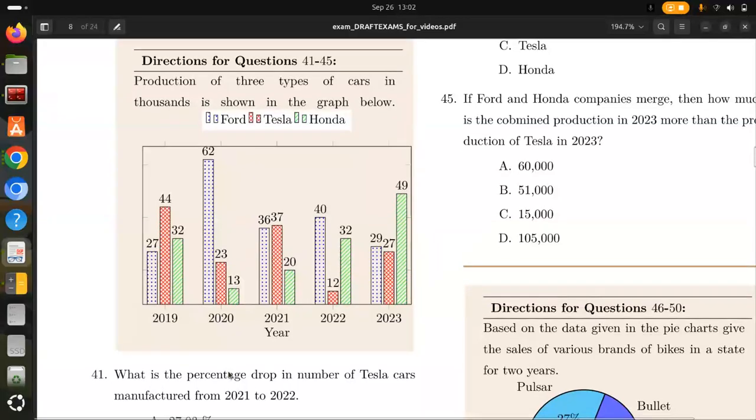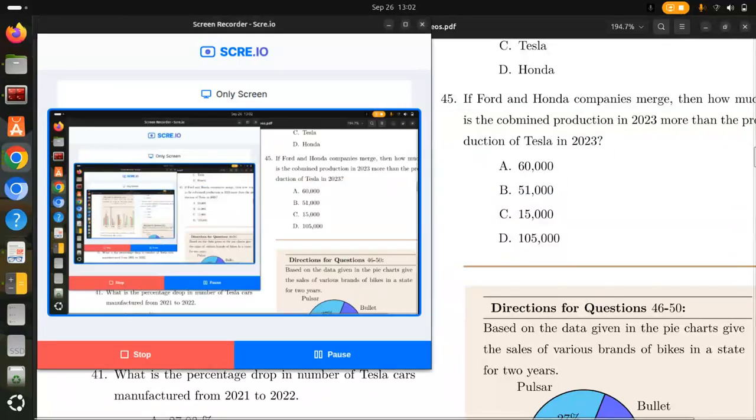Question number 41: what is the percentage drop in number of Tesla cars manufactured from 2021 to 2022? That is quite easy. So Tesla, what is the manufacturing in 21? The red color bar in year 21 is 37. And in 22, the number becomes only 12. So there is a drop from 37 to 12. Let us calculate that.